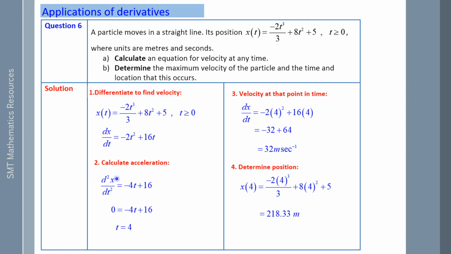You could have changed dx/dt and written it as v(t), v bracket t, and same with the second derivative, that could be expressed as acceleration, so you could write a bracket t.